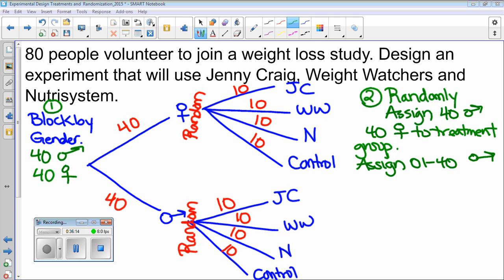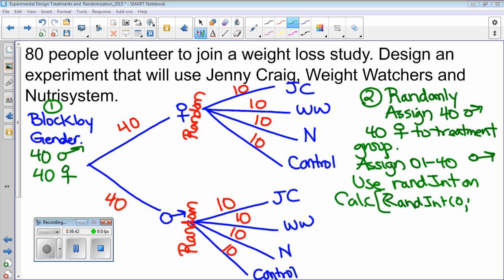And then what are we going to do? Either use a random table, or why don't we use a calculator here? Would that make it easier? Because we don't have to worry about it. Wouldn't we have to ignore repeats? We don't have to ignore any other numbers. So we're going to use the random integer function on the calculator. So it's going to be randInt 0, 1 to 40. Keep writing this down. 40. Okay. And we're going to ignore repeats.